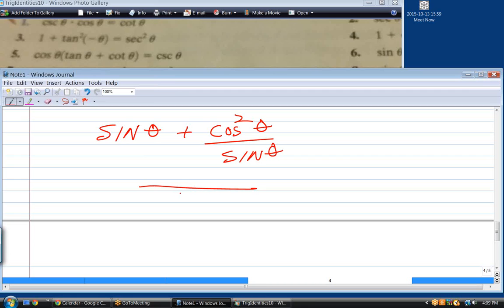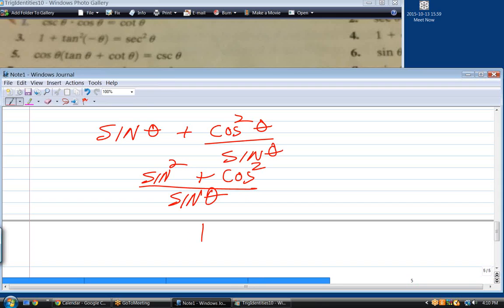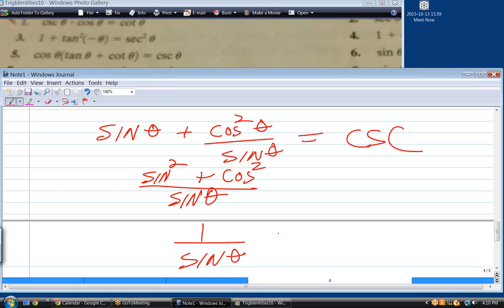It would be sine. What goes here? Sine squared. And I didn't have to do anything to that side. What's sine squared plus cosine squared equal to? 1. That's what the left goes to. All right.